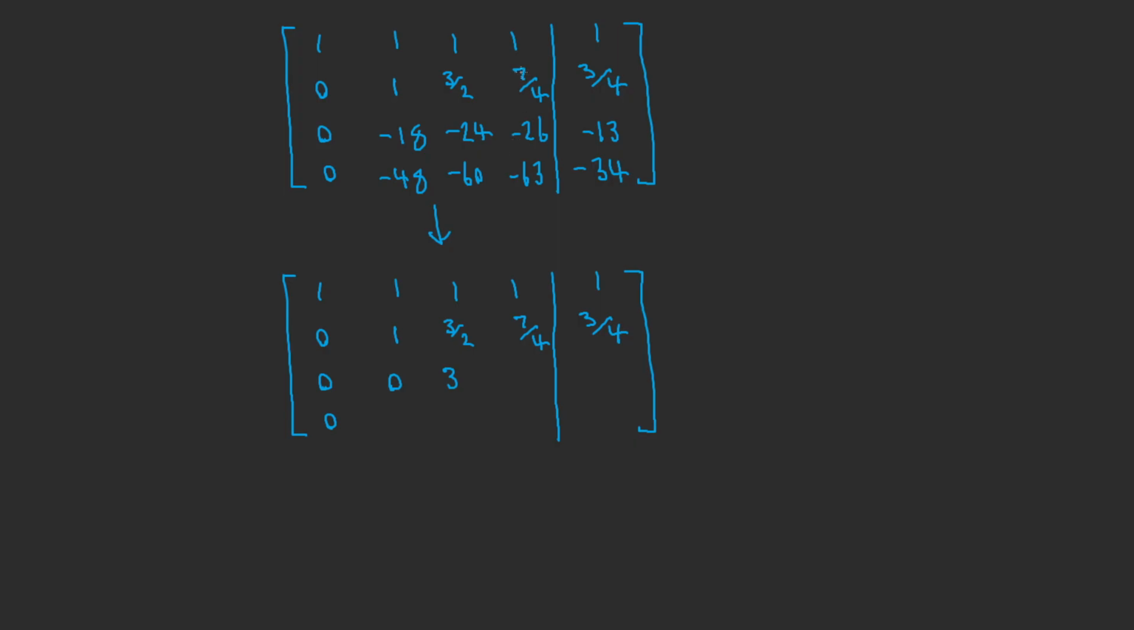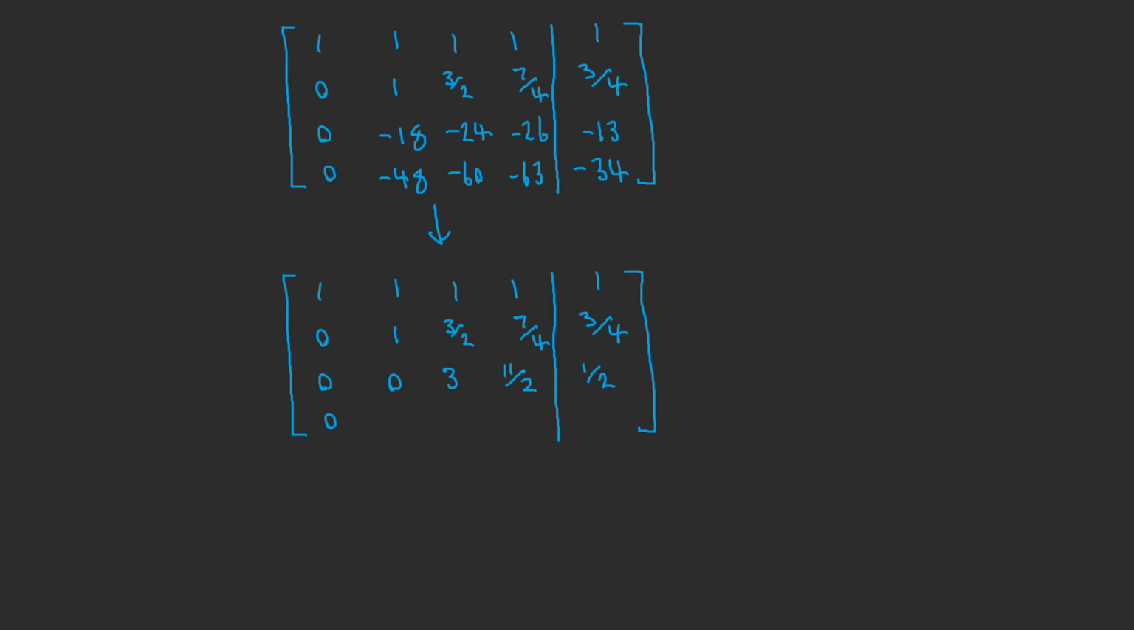And then this is going to be 18 times 7/4, which is 9 times 7/2. 9 times 7 is 63. So this is going to be 63/2. 63/2 minus 26, which is 52/2. And so this is going to be 11/2. Okay. And then finally, 3/4 times 18 is going to be 27/2. 27/2 minus 13, which is 26/2, is going to be 1/2 in this entry. Okay.